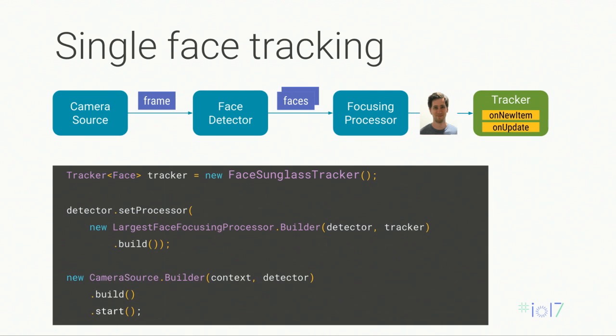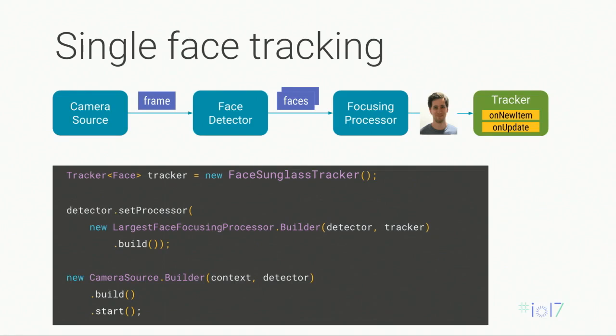Configuring the whole pipeline together is very straightforward. You instantiate a tracker, you instantiate a detector, the same as we did for the static image, and you tell the detector that you are using, in this example, the largest face focusing processor, which only routes the largest face to the tracker and omits the rest of the faces. Then you build the camera source class and start it, and the whole pipeline will start to work.